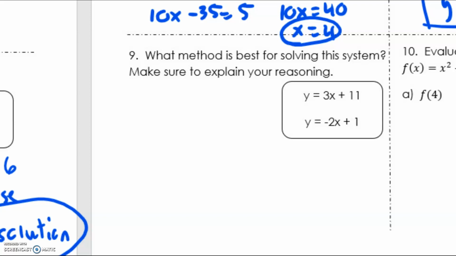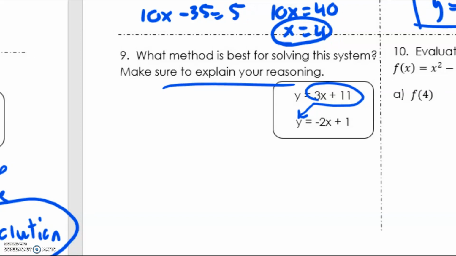I actually prefer substitution. I don't like to graph unless I have graph paper. So I would choose substitution here, and I would say I chose substitution because I can just set these two equations equal to each other since they're both solved for y. All right. Those are the two that I would pick. Technically, you could say elimination, but you would have to talk about rearranging the problem first before using elimination. But you need to explain your reasoning if you want to get points for it.